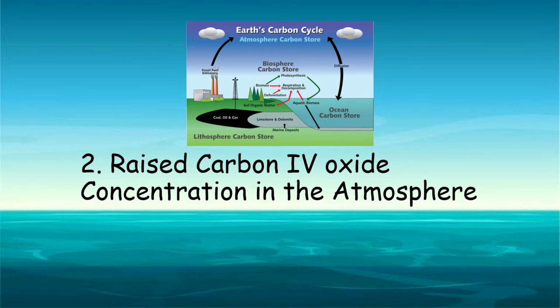Number 2. Raised carbon dioxide concentration in the atmosphere. Sometimes, the harm induced in the atmosphere can spread into the waters. This is when carbon dioxide is released into the atmosphere through various human activities. This in turn contaminates the water because the carbon gases get dissolved in the sea waters, and this lowers the pH of the water, contributing to acidification.